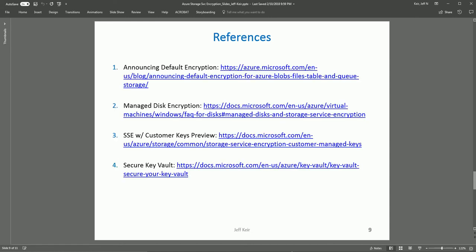Some of the references I mentioned in my talk there are shown on the screen. Those are available for anyone. Do note that if you click on that Managed Disk Encryption link and try to get it to connect, sometimes that hash sign there in the middle is interpreted as something like %20-%20. It doesn't interpret very well. You have to fix it in your browser and then it'll work. But that is a legitimate link.